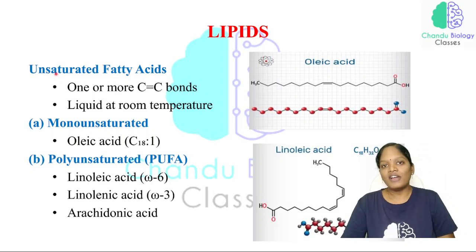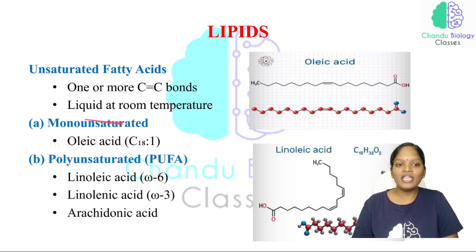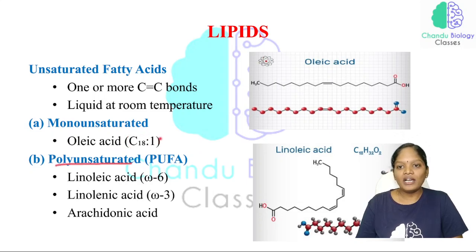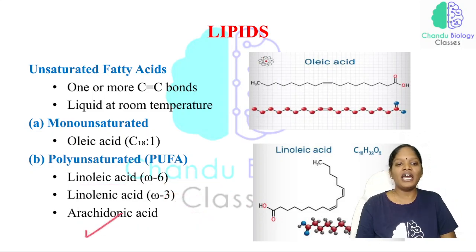Further, the unsaturated fatty acids are classified into two: monounsaturated fatty acid and polyunsaturated fatty acid. An example of a monounsaturated fatty acid is oleic acid, and the number of carbon atoms present in oleic acid is 18. Now the polyunsaturated fatty acids, that is PUFA, include linoleic acid, linolenic acid and arachidonic acid. The C20, 20 carbon fatty acid is arachidonic acid.